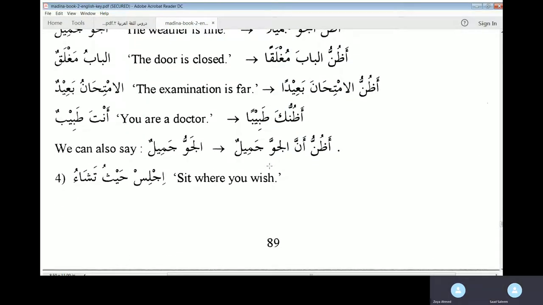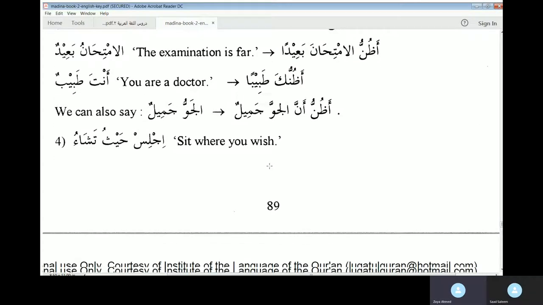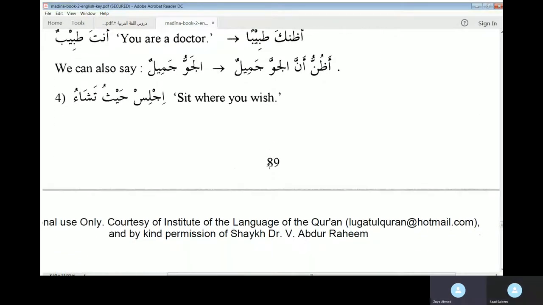We can also say al-jawwu jamilun, azunnu anna al-jawwa jamilun. Ijlis haythu tasha', sit where you wish.